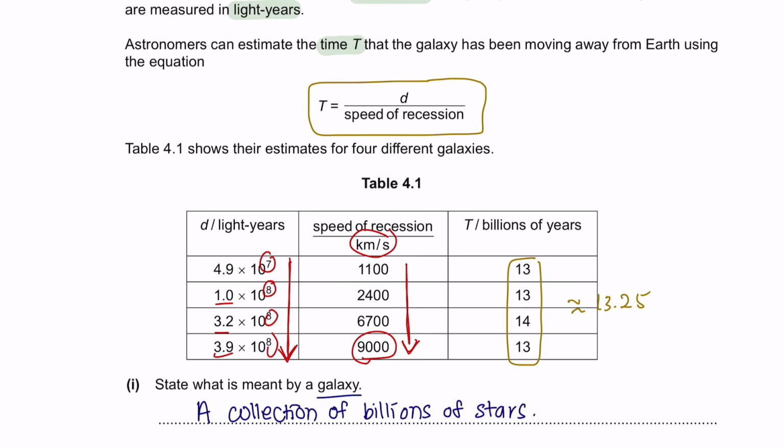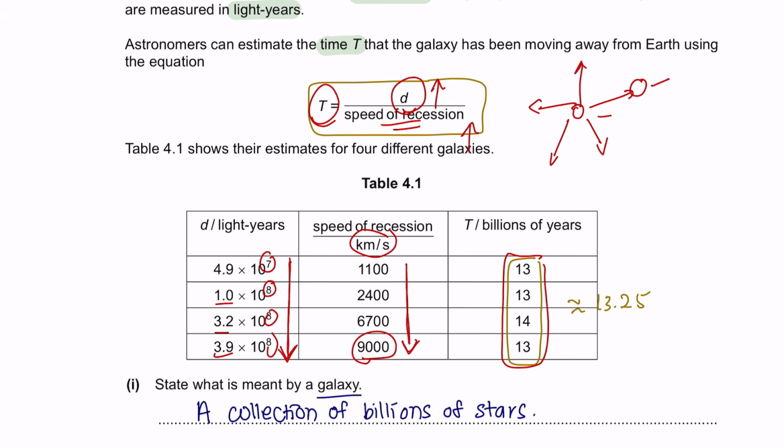So looking at table 4.1, we will see that as distance increases, the speed of recession also increases, and we are always obtaining the same value of t. So as the galaxy moves further away from Earth, its speed increases, and if we calculate it, we always get the same value. Now if we backtrack this, if the galaxy was at a shorter distance, the speed was slower, and reducing the distance even more, the speed was even lower.